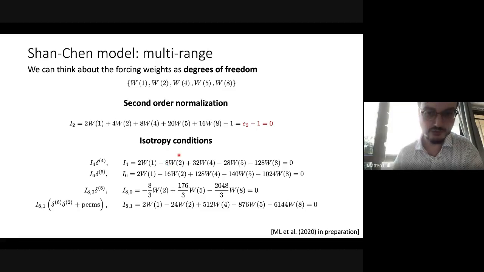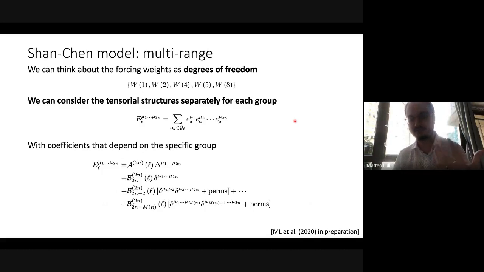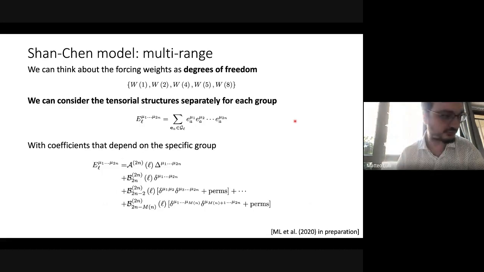And then you have the isotropy conditions, listed here up to the 8th order. These isotropy conditions are basically the coefficients that multiply the non-isotropic terms that we wish to avoid. Another important step is that rather than thinking about this condition for the whole set of weights, we can still think about the tensor E as something that emerges for each group separately, so that we will have in front of each tensorial structure a coefficient that only depends on the chosen group.